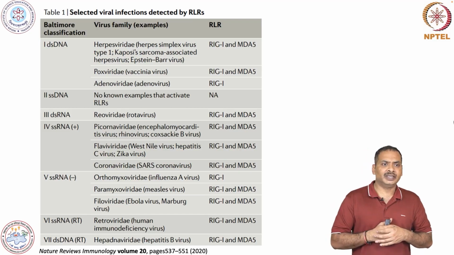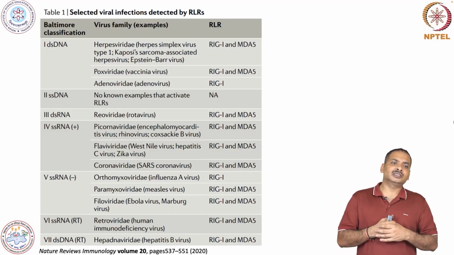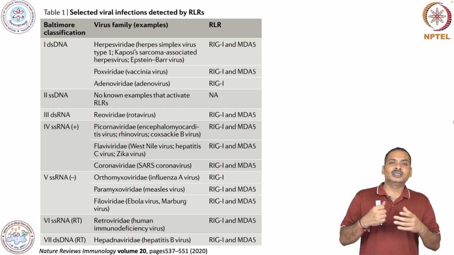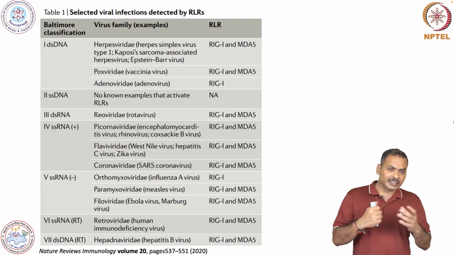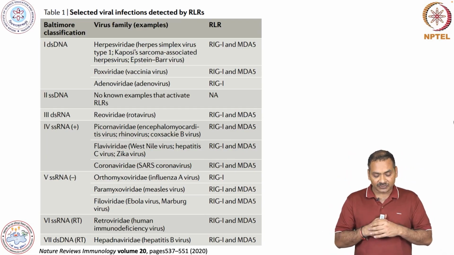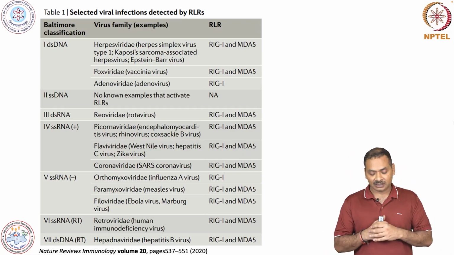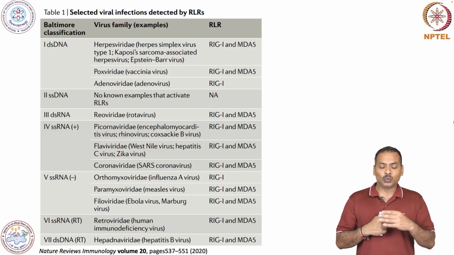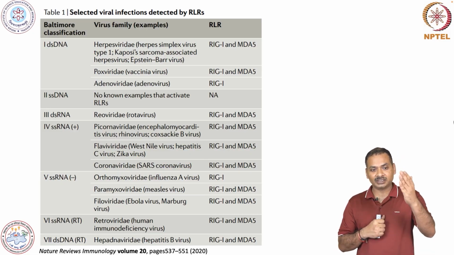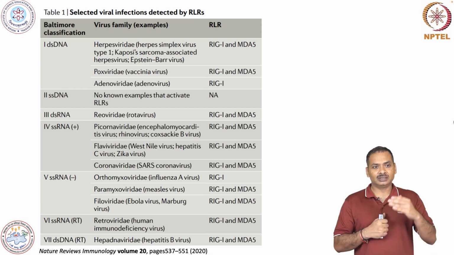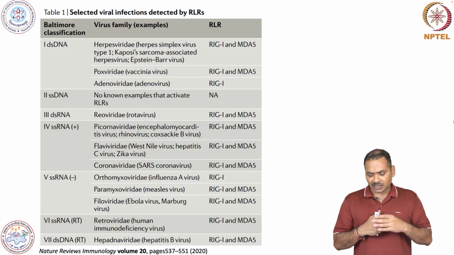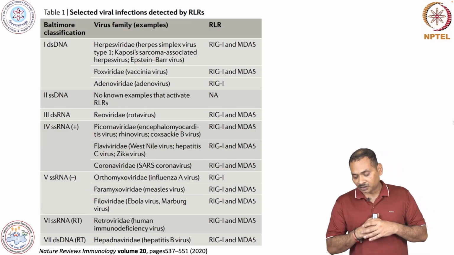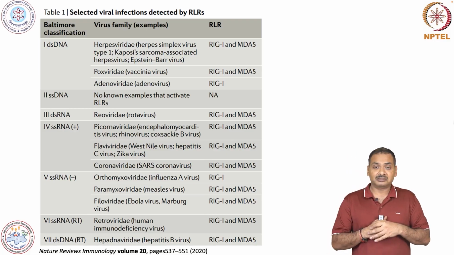or MDA5. Okay. Here you can see this is the Baltimore classification. Probably you might be aware of what the Baltimore classification is. It is basically a type of classification system which places viruses into one of 7 classes. Here you can see there are 7 classes. Okay. 1, 2, 3, 4, 5, 6, 7.